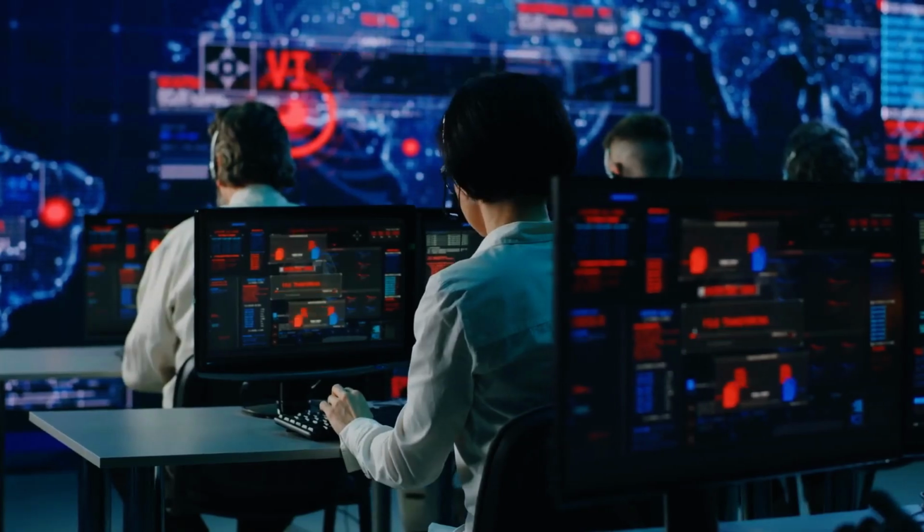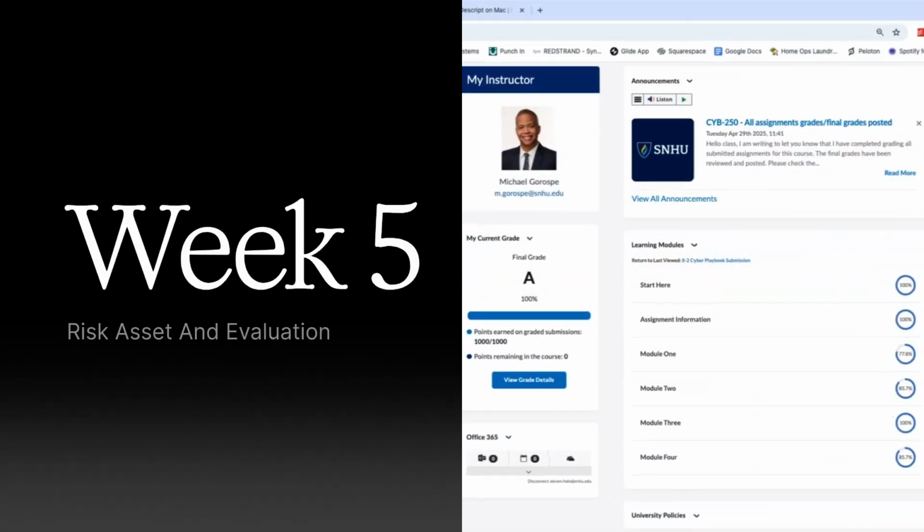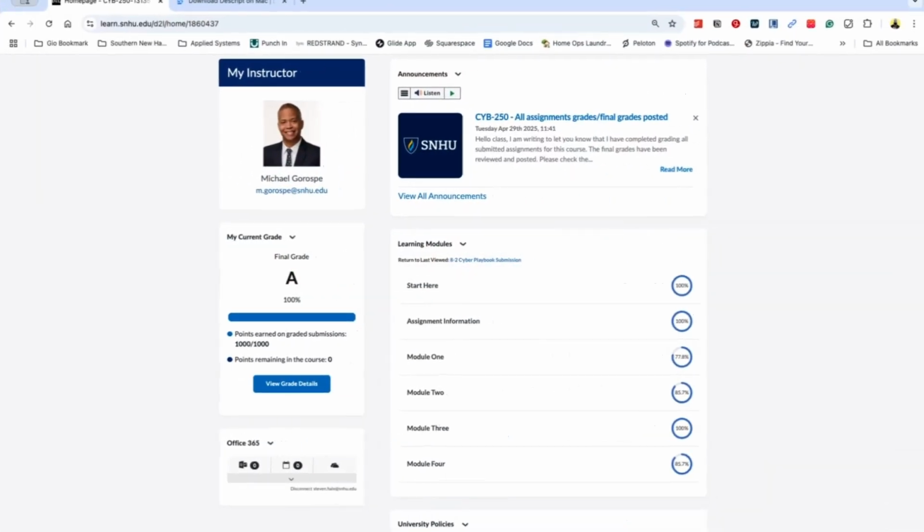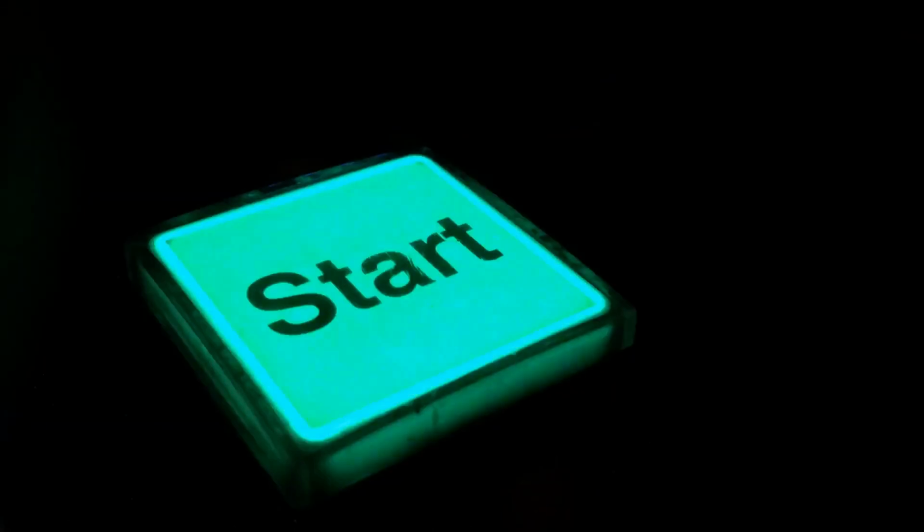Week 5 is going to be risk and asset evaluation. So you're going to be given some risks, and then you're going to be told to evaluate those and provide some data to it. This is where things get real.